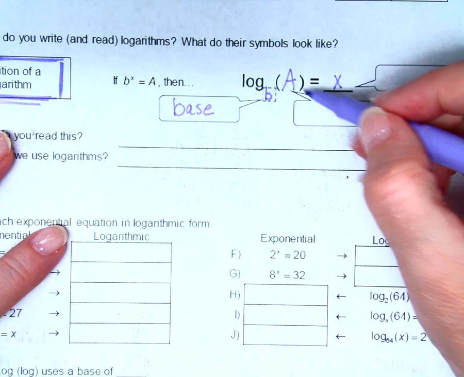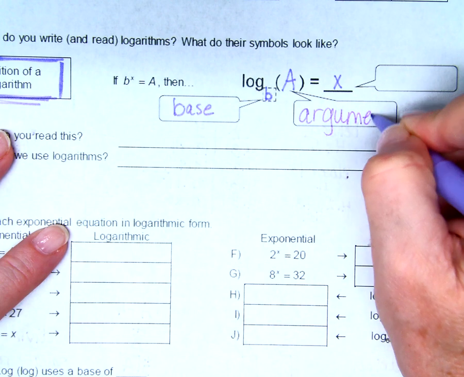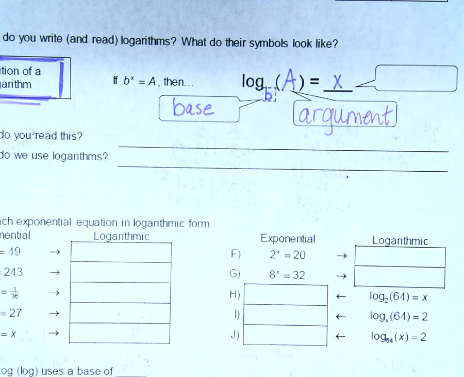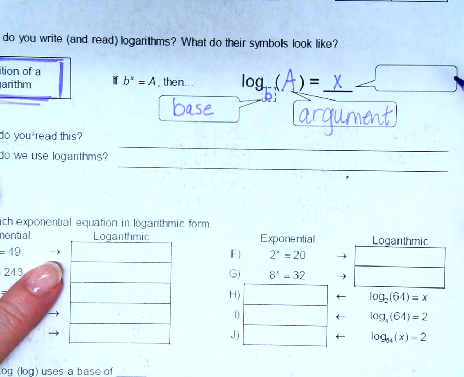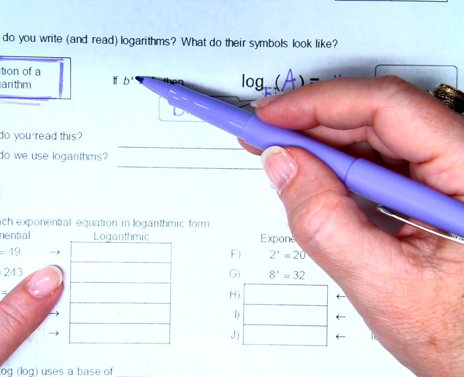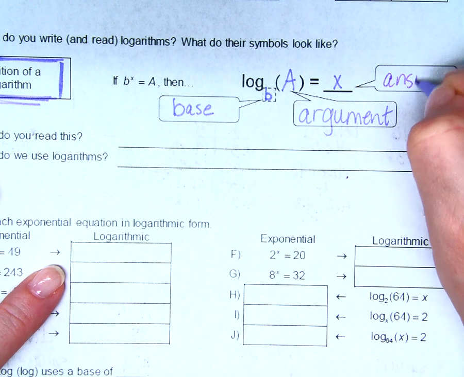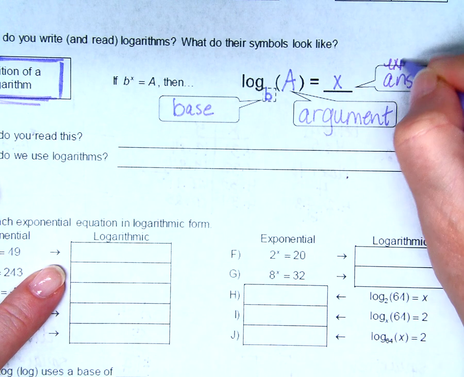Hopefully. Of a, this is called the argument. Any idea why? I don't have one either. I have no idea why they call it the argument. That's just what it's called. Okay? I mean, you guys are familiar with arguments, so you argue with me all the time. Just a little joke. And then what's this called over here? The exponent, right? Over here, it's called the answer. But we're going to write exponent.